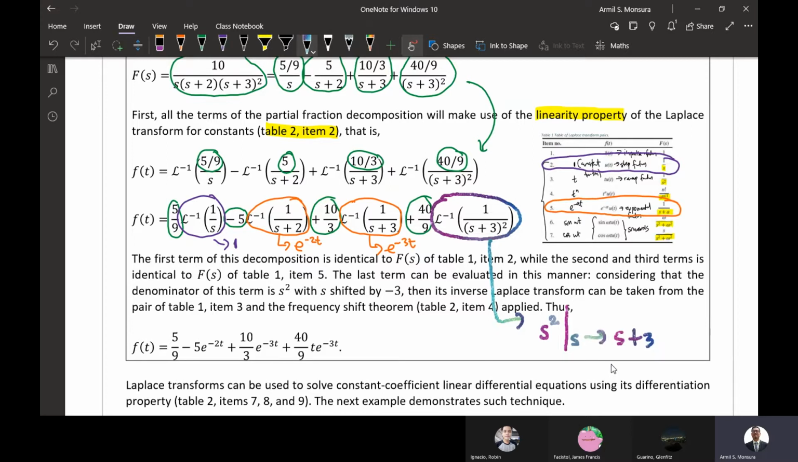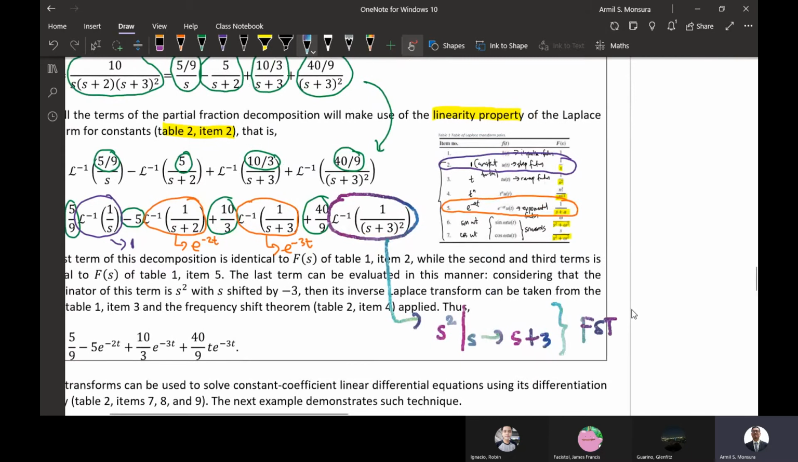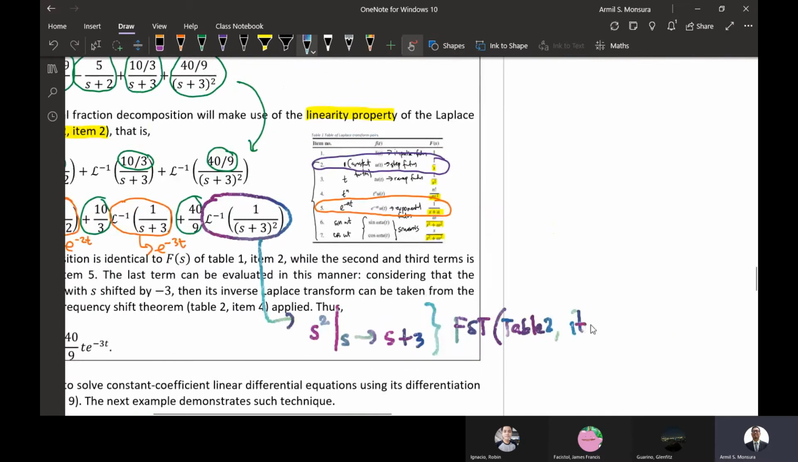Para siyang S square na yung S pinalitan ng S plus 3. At kung maaalala nyo dun sa first example natin, ginagawa natin ito in the context of frequency shift theorem. Yung property, okay, sa table 2, item 4.